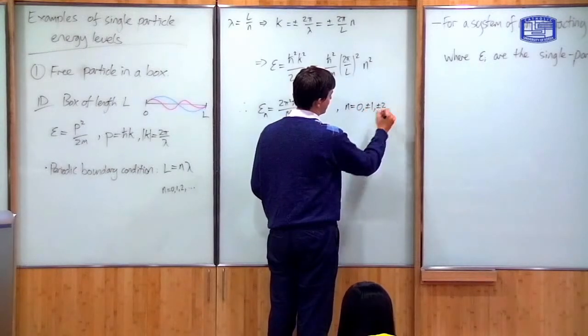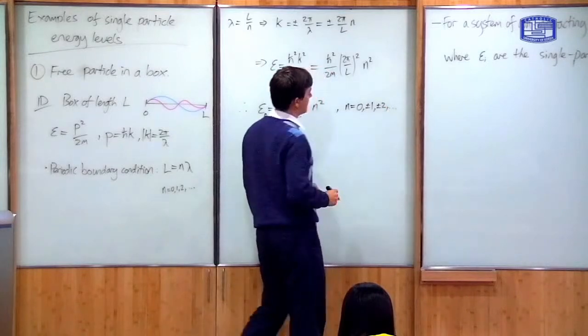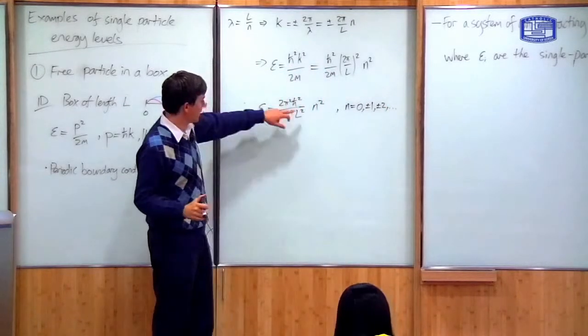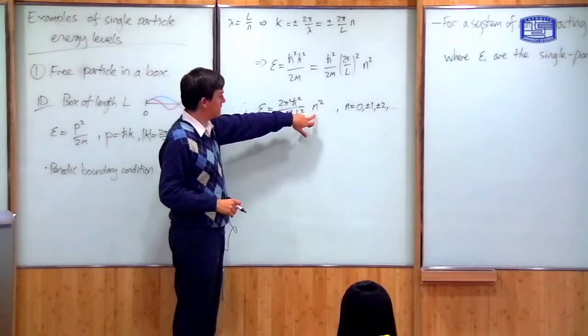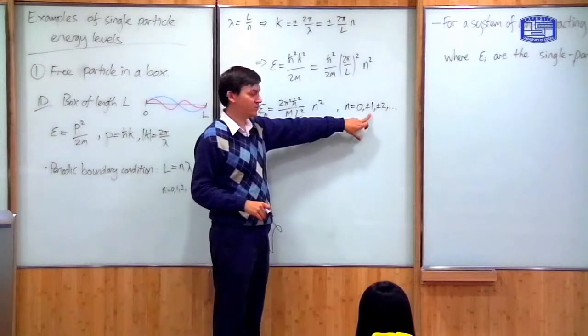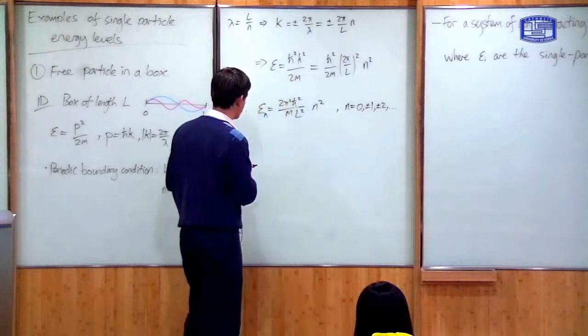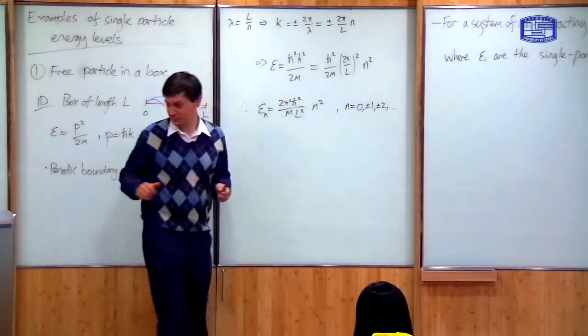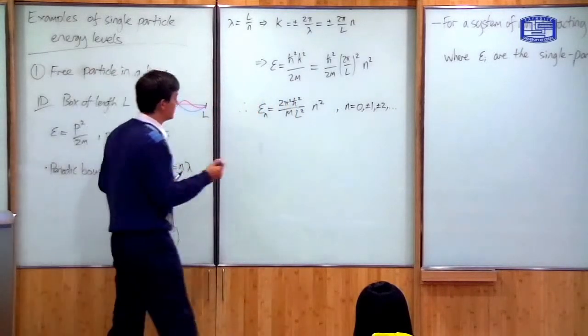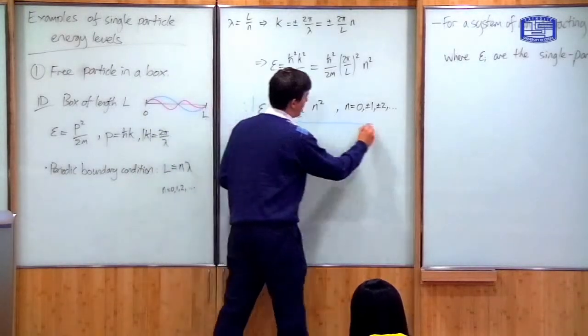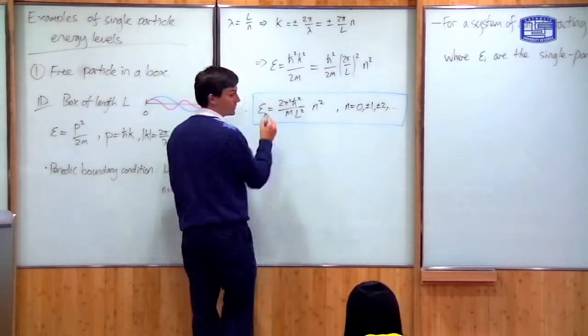Okay? And the fact that k can either be positive or negative, I will put into the constant n, so I'll assume that n can either be positive or negative, corresponding to a wave going this way or that way. So that's the result. This is the quantization of energy levels in a one-dimensional box.